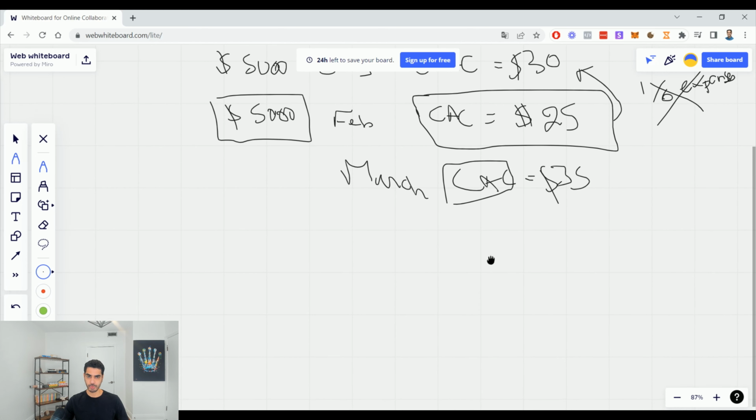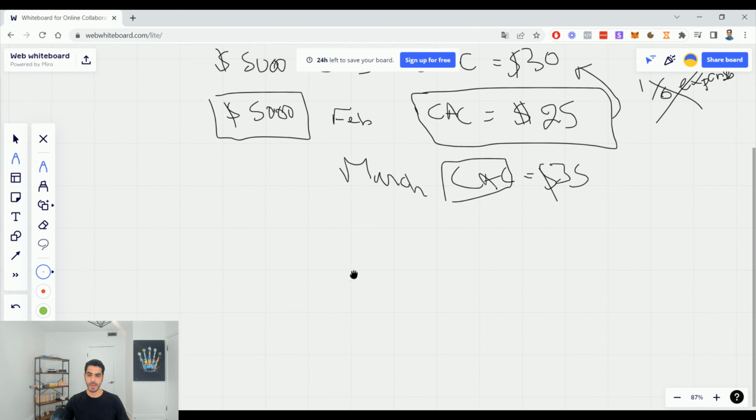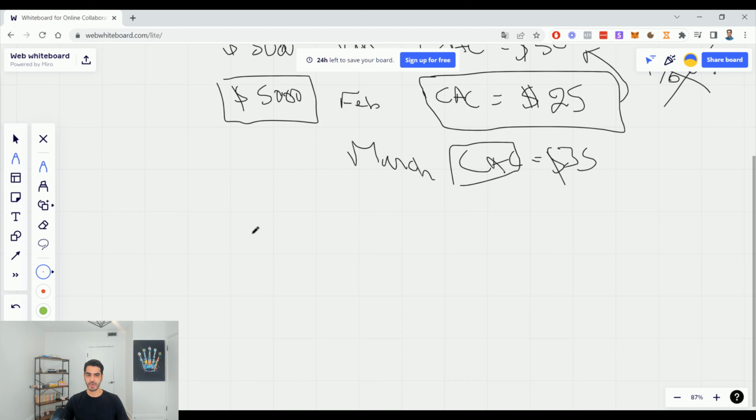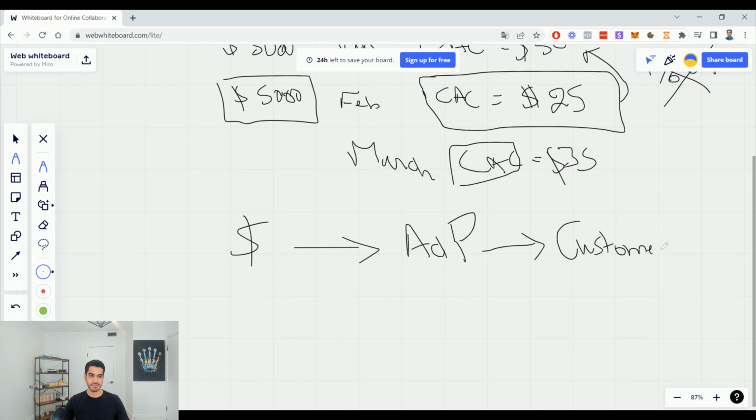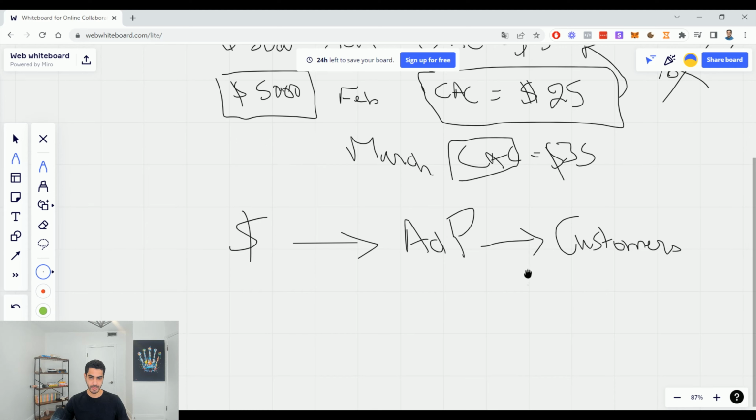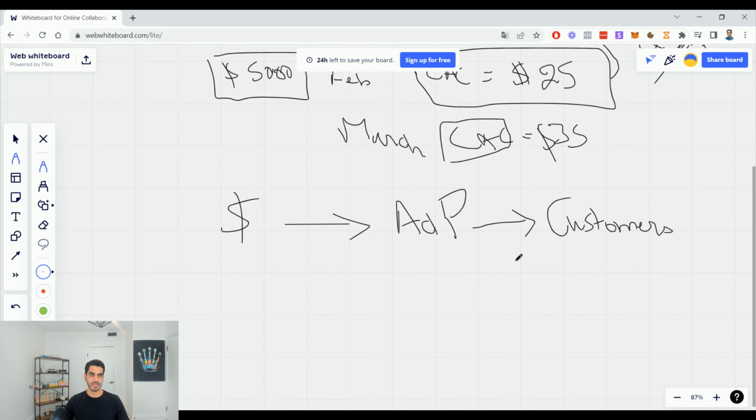But without further ado, let's explain exactly how advertising works. When we say customer acquisition costs, a lot of people think that you're paying a dollar amount to ad platforms, let's call them ad P, and they spit out customers. That is a very, very simple way of looking at things. Obviously, it is true, but it's very simplistic, and it doesn't draw the whole picture.